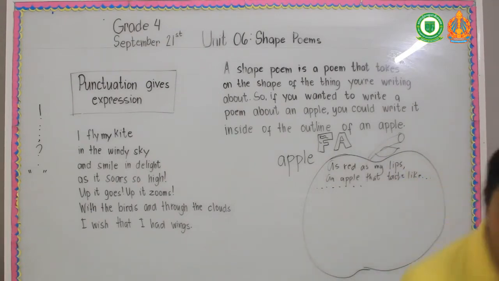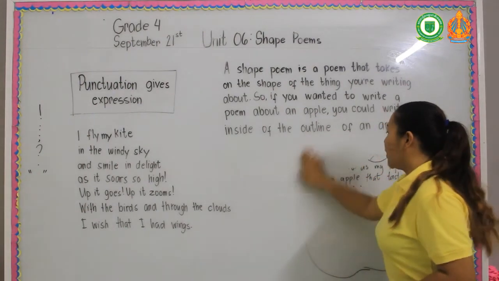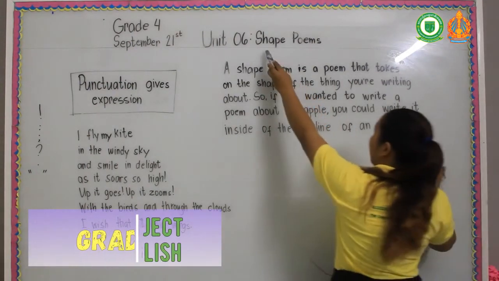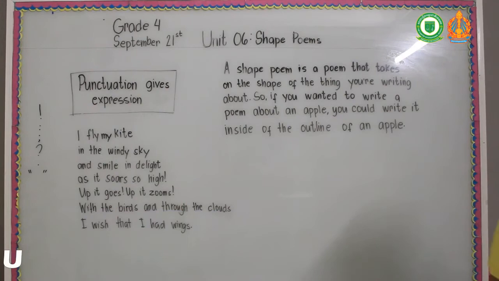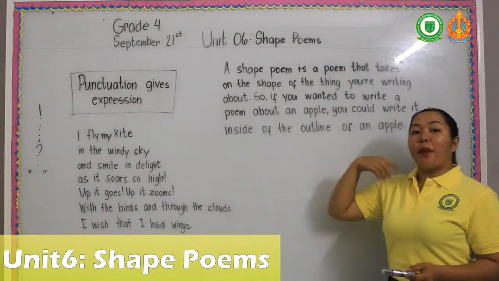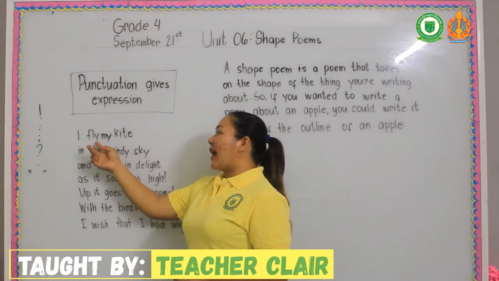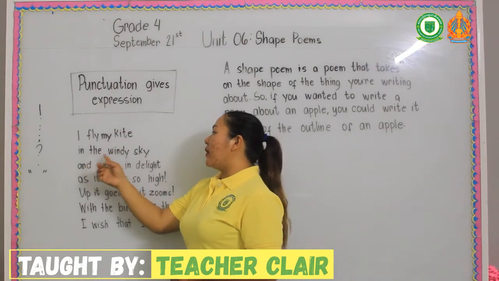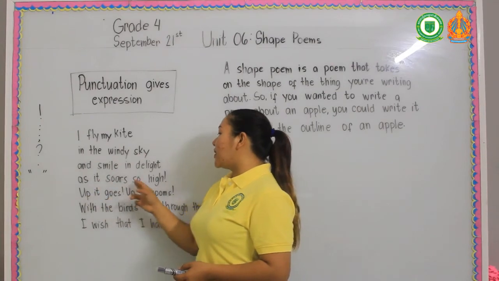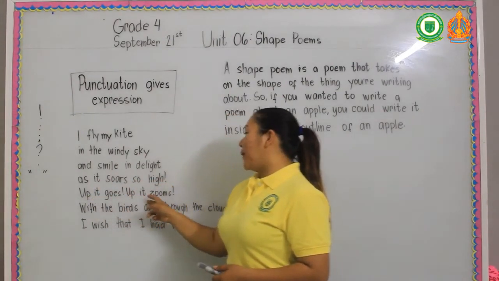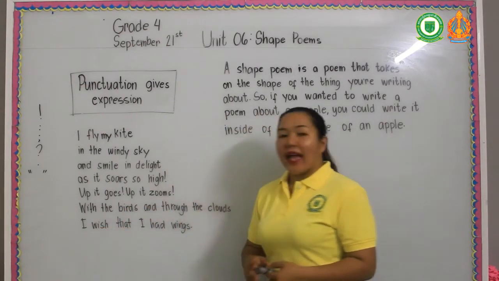Another example, I give you one more example. Now I hope that you already understand what a shape poem is. That's why we are saying shape poem, because we are going to draw and use shapes at the same time as the poem that you wrote. So I have here a poem. I fly my kite in the windy sky and smile in delight as it soars so high. Up it goes, up it zooms, with the birds and through the clouds, I wish that I had wings.